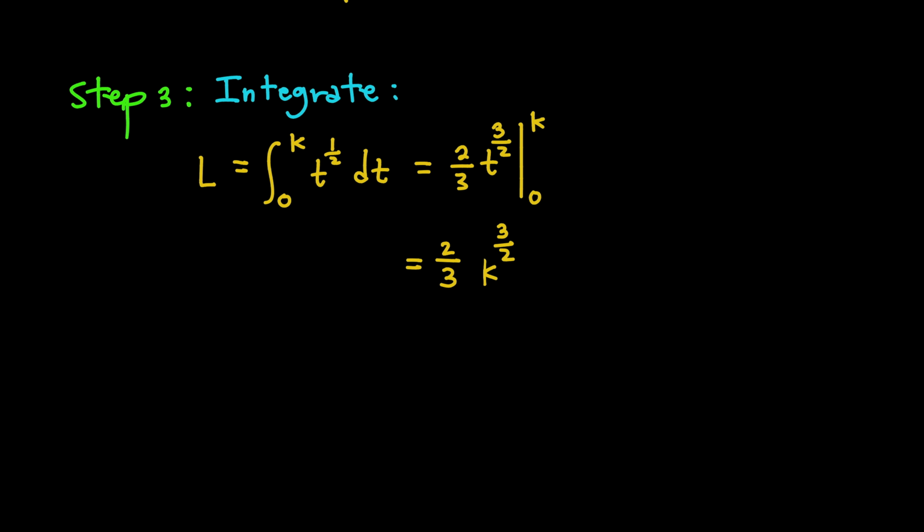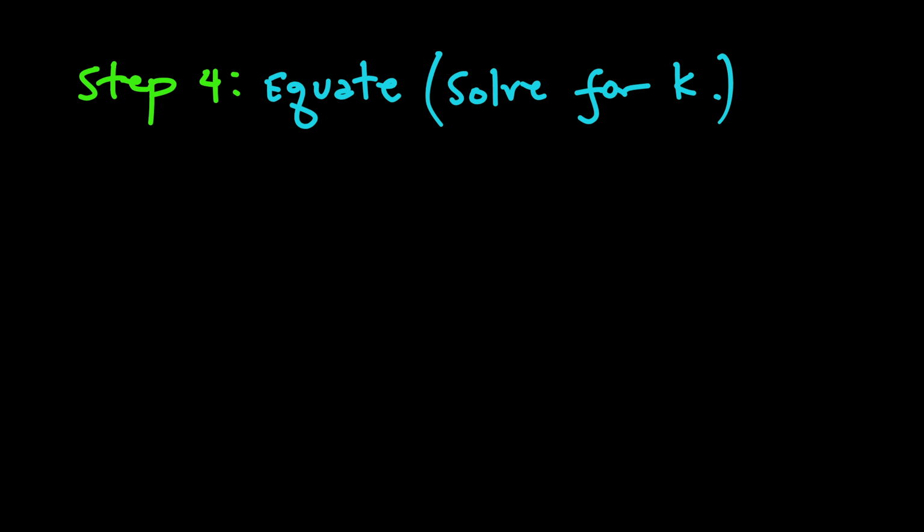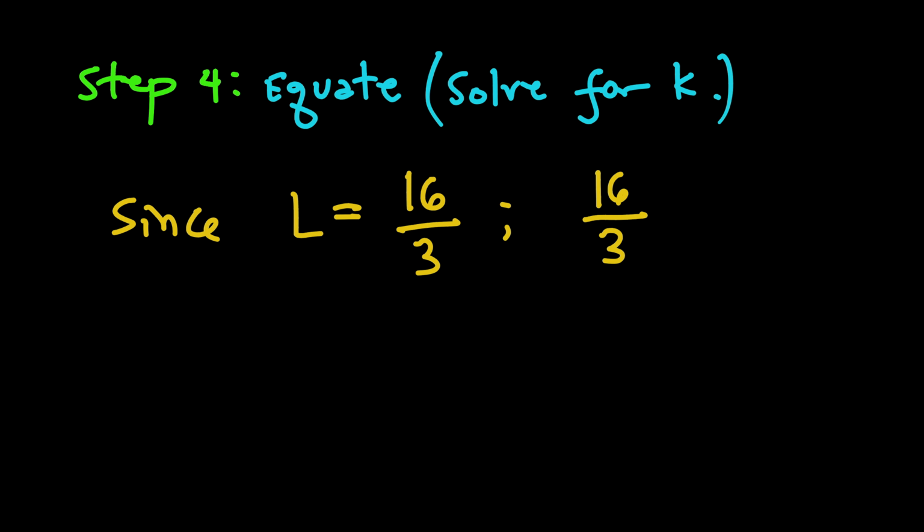Since you have a given value for the arc length, let us equate that value to this 2 over 3 k raised to 3 over 2. So that's our step 4. It is where we equate those values and we need to solve for k. Since L is equal to 16 over 3, then 16 over 3 is equal to 2 over 3 k raised to 3 over 2.